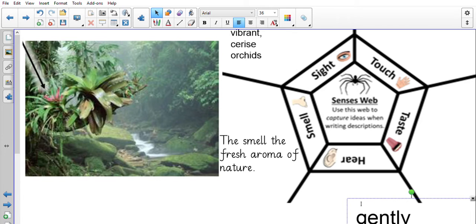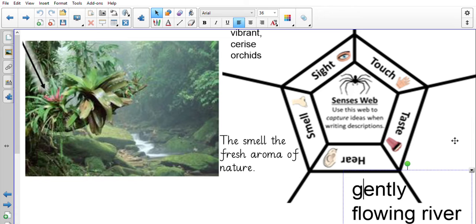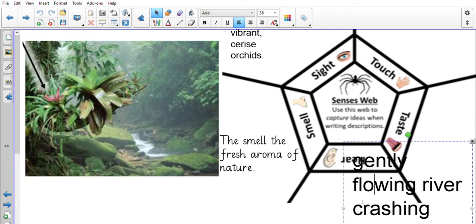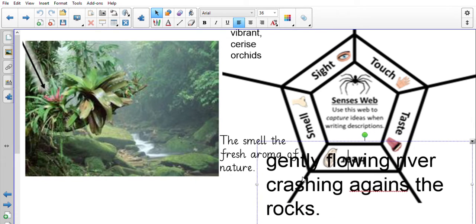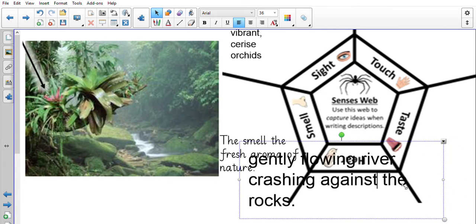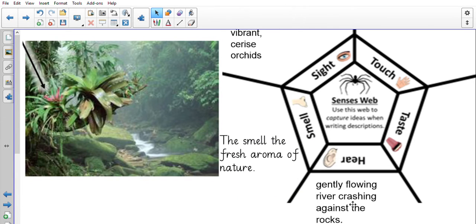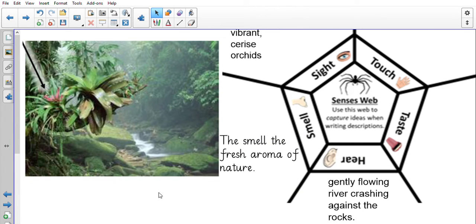crashing against the rocks. Because even if it's flowing gently, it'll still hit the rocks. Okay, what else might you hear? Think about what you can't see on the image. Imagine you're stood there. What can you hear around you? I'll definitely be thinking you could maybe hear some sort of birds. It's in a rainforest. So what other sounds might you hear? You might hear echoes because of how close the trees are.